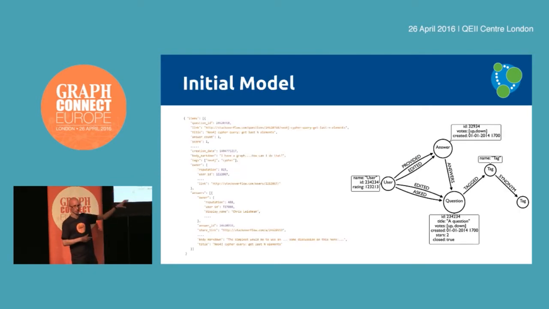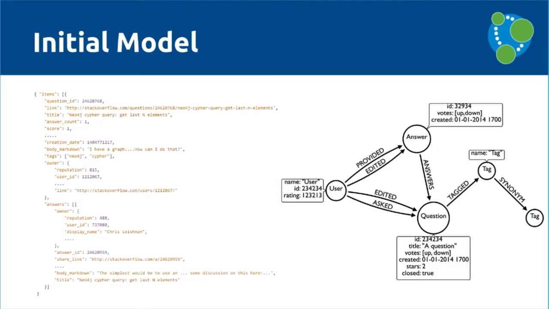So this is the model that we're going to drive towards. This is the model we came up with. Remember, this is the JSON, and we're going to create a graph that has some users, some answers, some questions, and then some tags. Those are just the way that people tag their questions to try and get attention from the right person to answer them. You could tag something with Neo4j or Python or whatever your question was about.